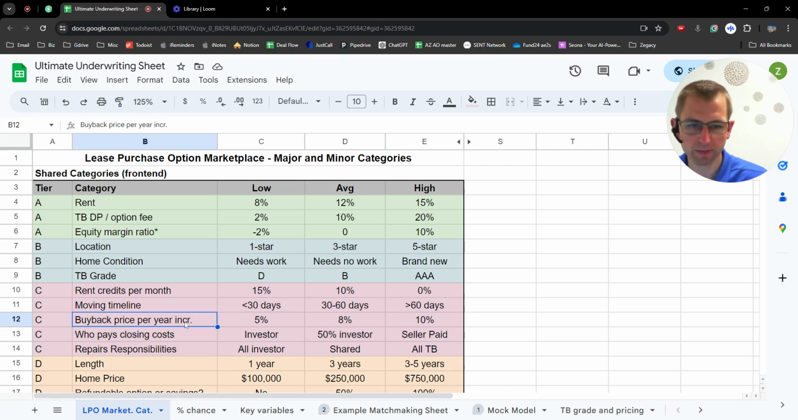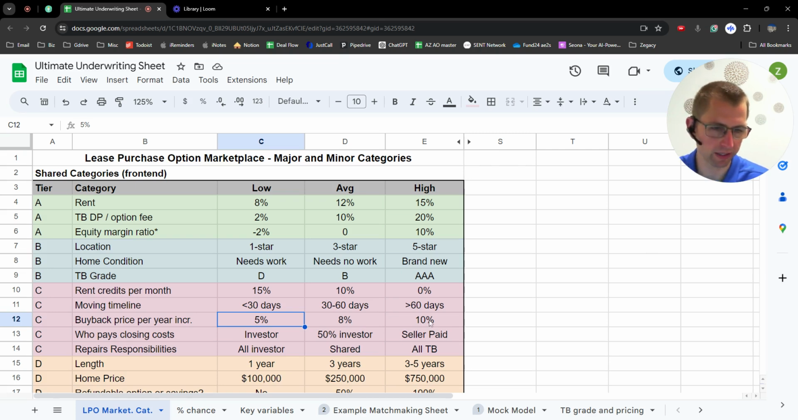The buyback premium increase. So this is if the investor buys it for 200,000, what percent increase per year are you buying the home back? So let's say it was year one, you got the option to buy back the home for 210,000 or 216,000 or maybe 220,000. So obviously the lower this percentage is, the better for the tenant. The higher it is, the better it is for the investor.